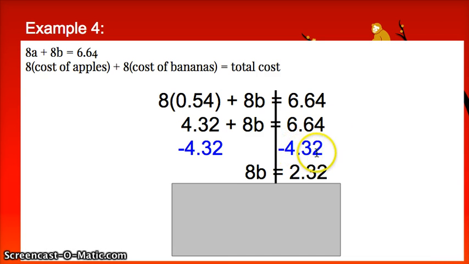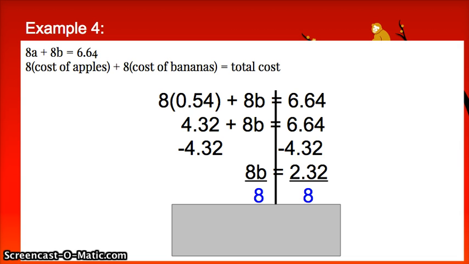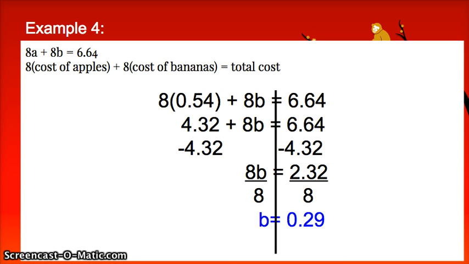$6.64 minus $4.32 equals $2.32. And now we know that the cost of 8 bananas, 8 times b, equals $2.32. To figure out the cost of 1 banana, we do the inverse operation of multiplying by 8. We will divide both sides by 8. 8 divided by 8 is 1. And we're left with $2.32 divided by 8 is 29 cents. So the cost of each banana is 29 cents.